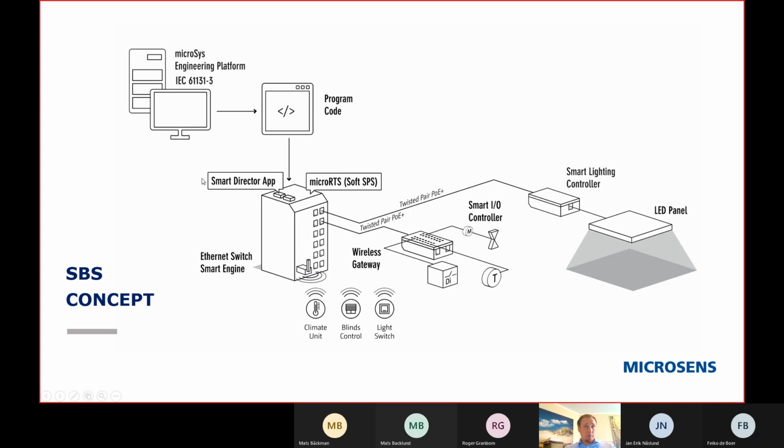And then we have 2 solutions. The one is the micro RTS. This is a soft PLC, where the program code can be written in an editor, loaded to the RTS, and then it's executed like a standard PLC. Or, for small applications, we can do scripting inside this. But for real building automation, I suggest we go by PLC.